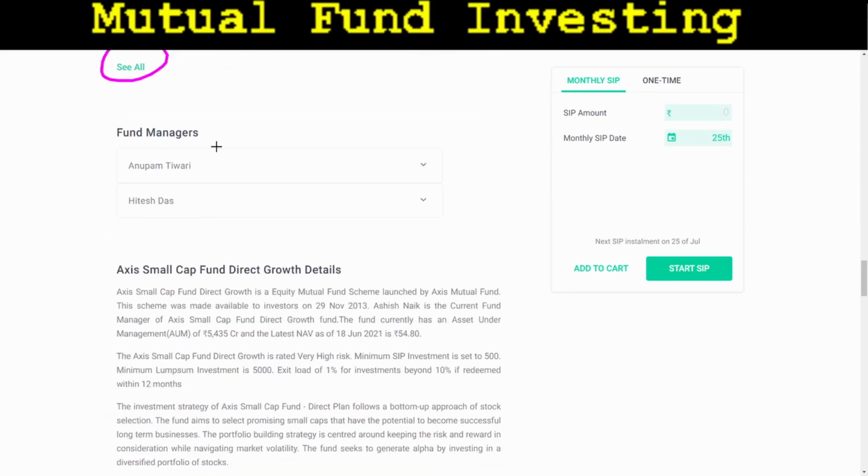Going below, you can check the fund managers who are managing this mutual fund. Checking the history and quality of fund managers is also important, because eventually the stocks for investment are selected by the fund managers, and if the fund manager is good, the mutual fund will do better, and if the fund manager is not that much capable, then the returns of the mutual fund will be accordingly.